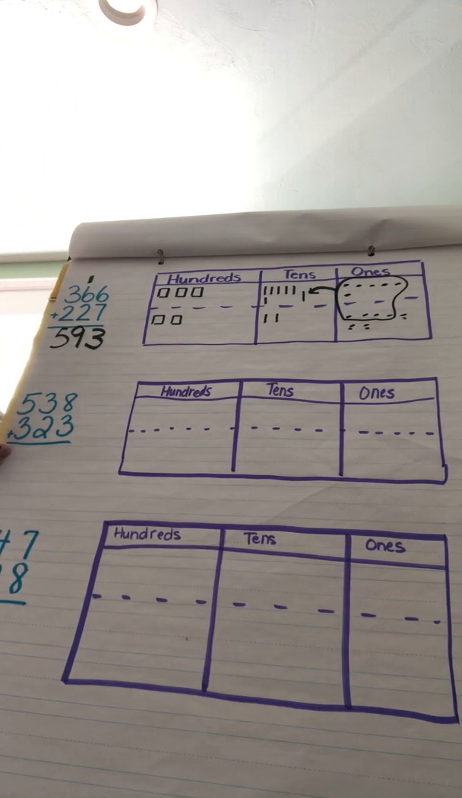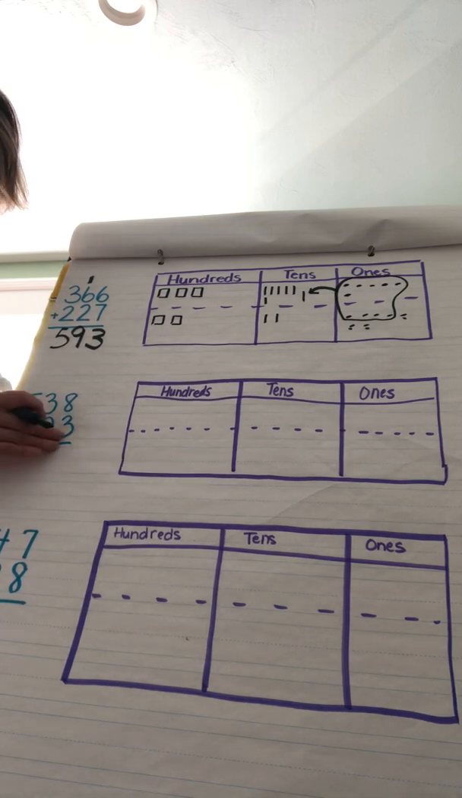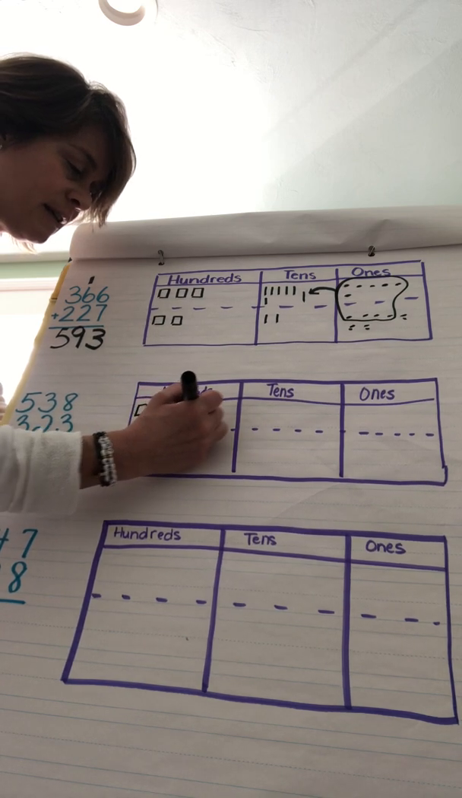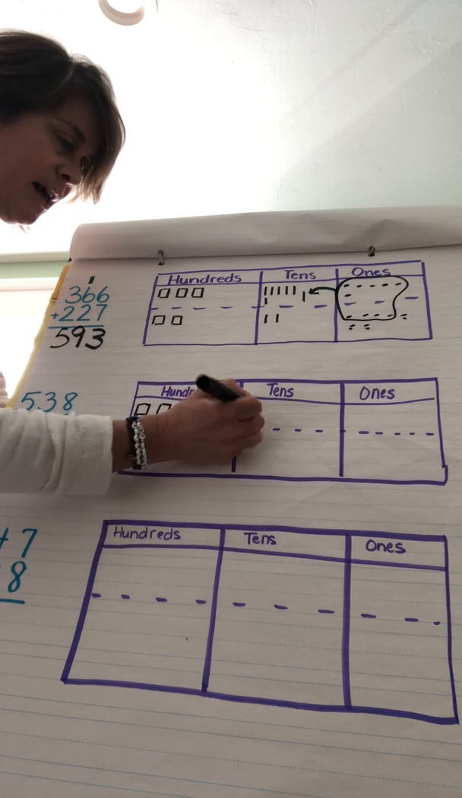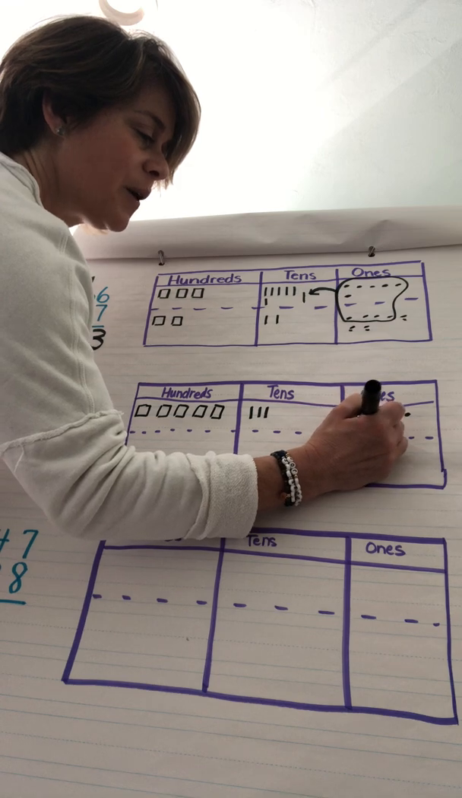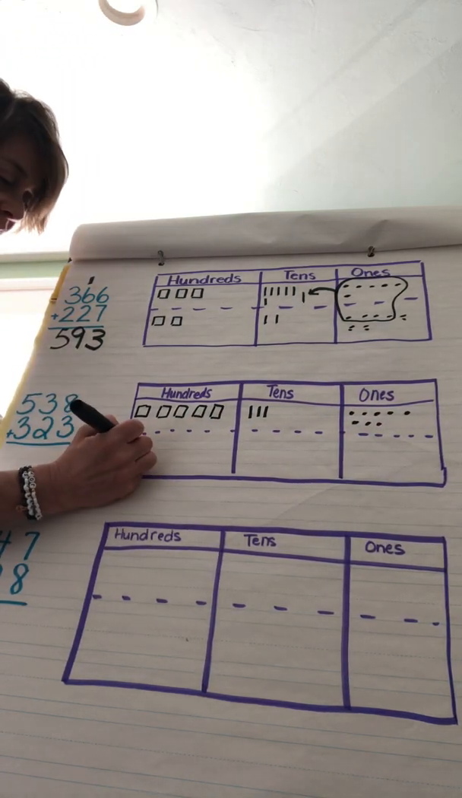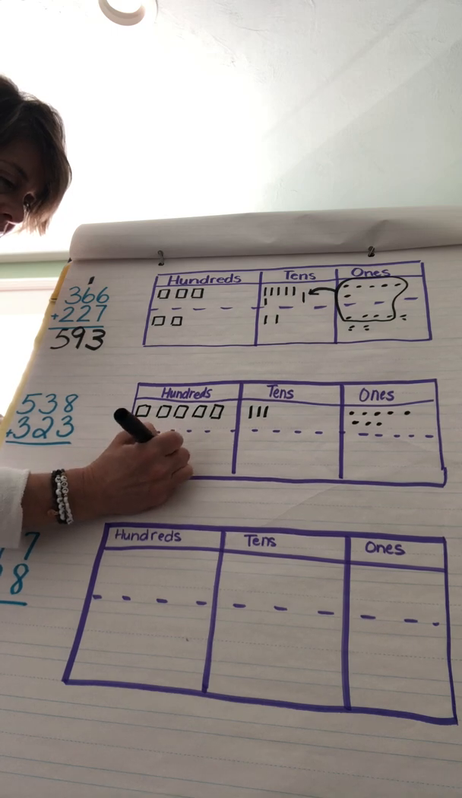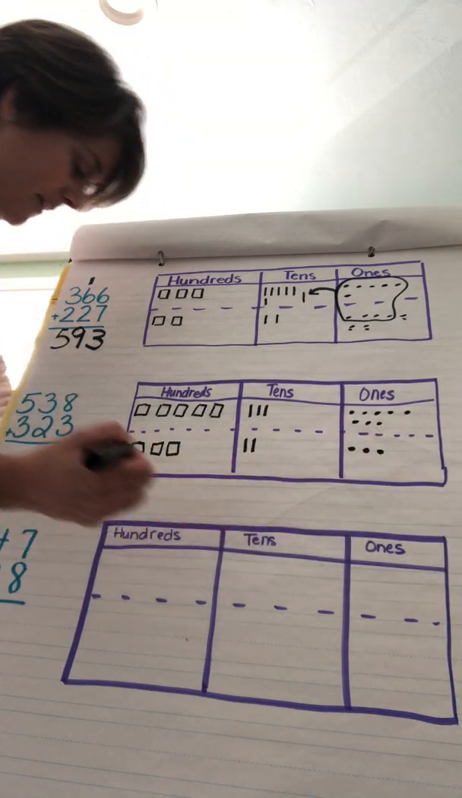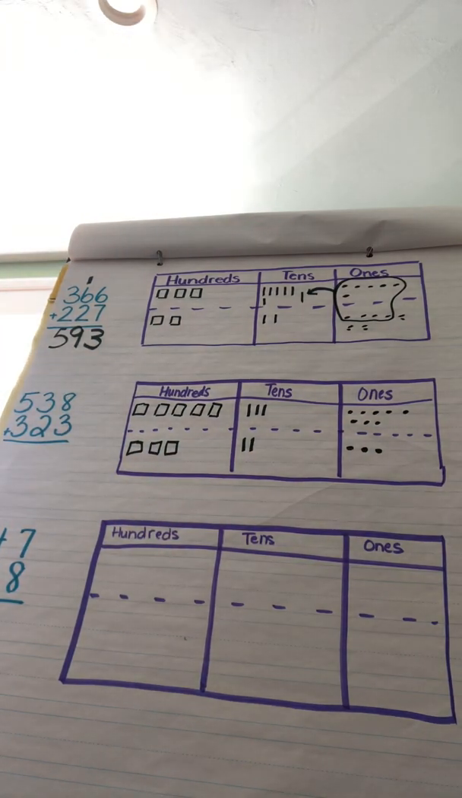Okay, let's practice again together with 538 plus 323. So I'm going to draw 5 hundreds, 3 tens, and 8 ones. And then I'm going to draw 3 hundreds, and 2 tens, and 3 ones. Okay, I'm going to take a second. Let you guys get caught up to me a little bit. Remember, push pause on me if you need to. And now I'm ready to add.